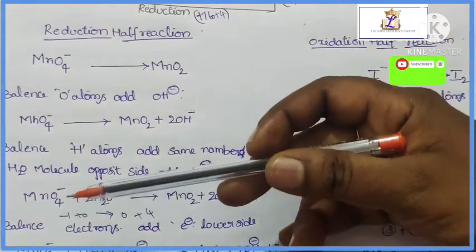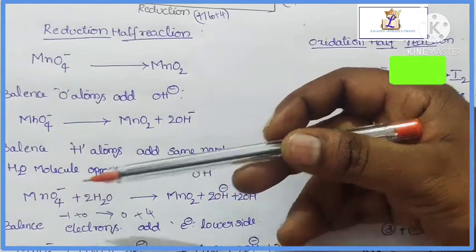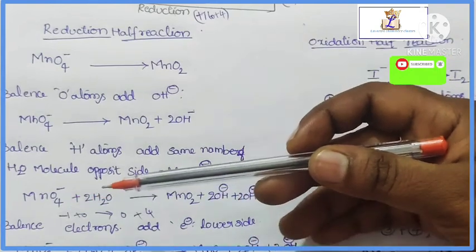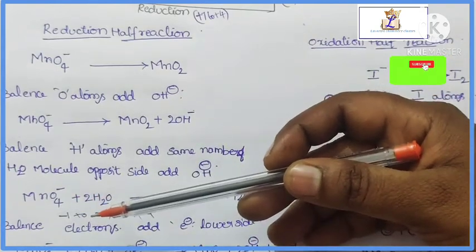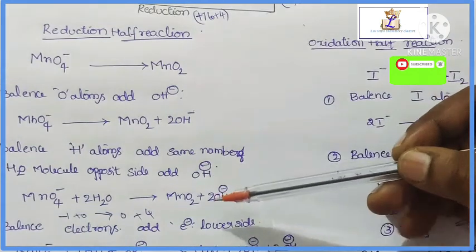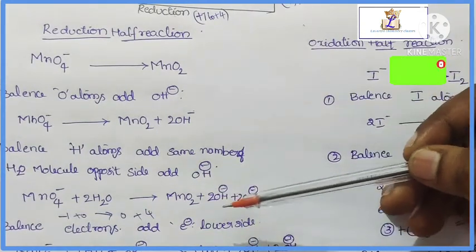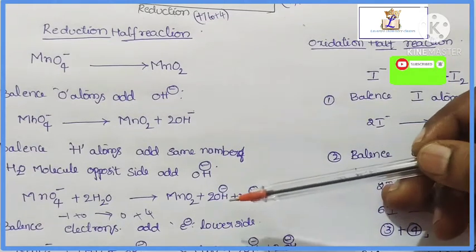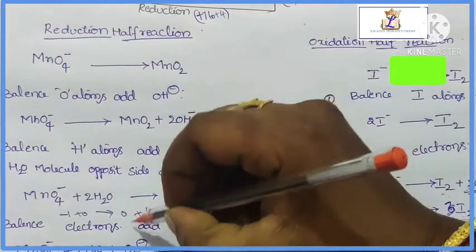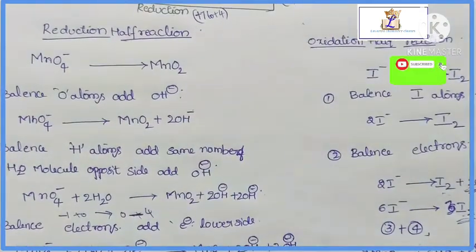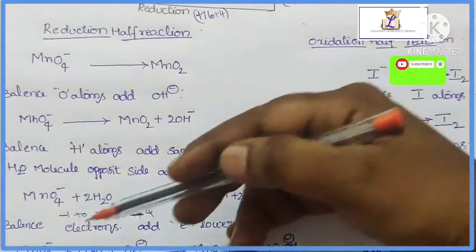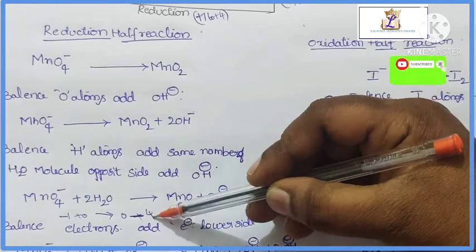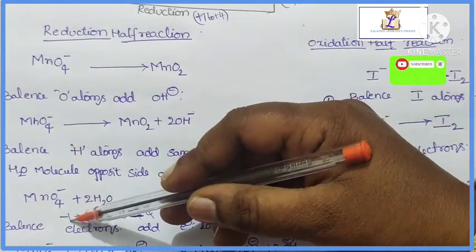On this side MnO4 minus has a -1 oxidation state, and H2O is a neutral molecule, so its charge is 0. -1 plus 0, so on this side the charge is -1. On this side MnO2 has charge 0 and 2OH minus, so the charge is -4. So -1 to -4. On this side the charge is higher, so we add 3 electrons to this side.